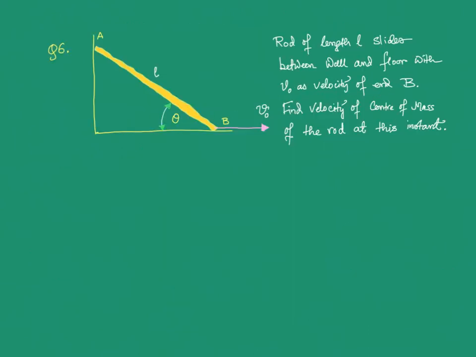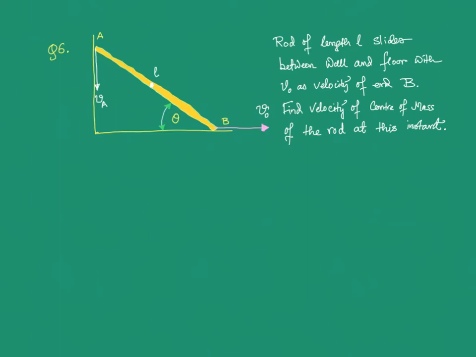A rod of length L slides between a wall and floor with the end B having velocity v naught. Find the velocity of the center of mass, that is the midpoint of the rod. Here we can find the velocity of the end A. We already know the method. A will obviously move downwards, sliding along the wall. So that is, say, VA.